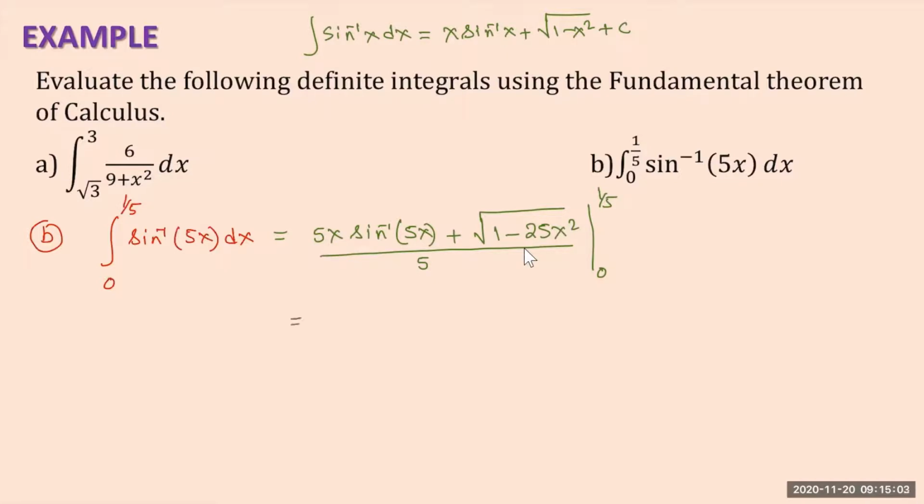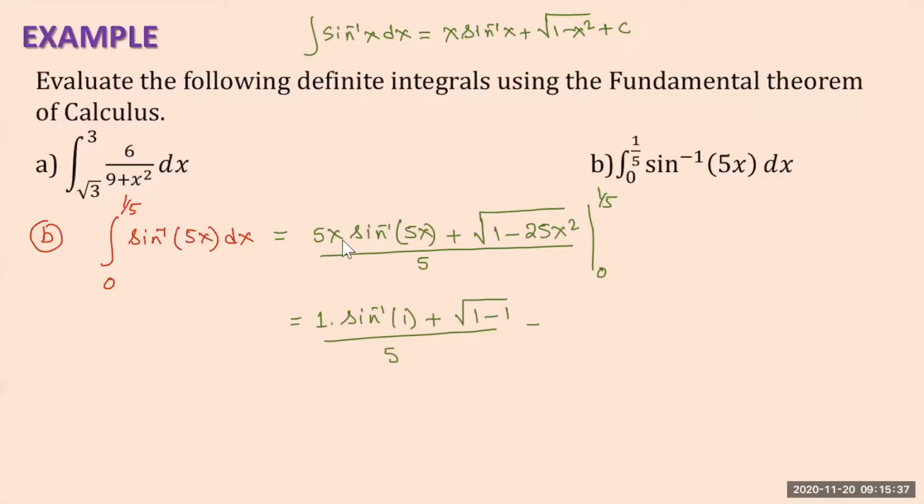If we plug in 1/5 for x, it will be 5 times 1/5, which is 1, times sine inverse of 1, plus the square root of 1 minus 25 times 1/5 squared, which is 1 over 25. So 25 times 1 over 25 is 1, divided by 5. Then minus, we'll plug in 0, the lower limit.